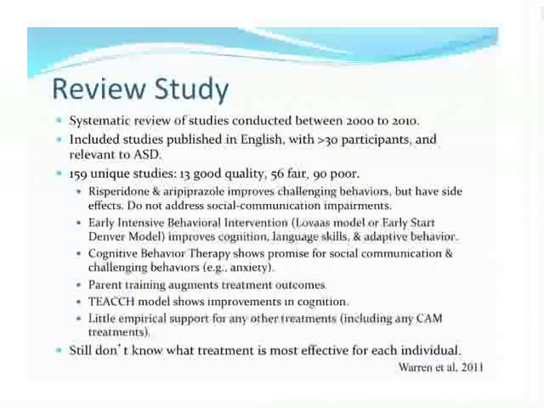The best outcomes are in response to those treatments where there's a parent training component where parents are significantly involved. The TEACCH model, which I'll just talk briefly about in the next slide, is a model that shows improvements in cognitive ability as well as motor functioning. But the take-home is that there's little empirical support for any other treatments besides those I've just mentioned, and that includes all of the complementary and alternative medicine treatments.